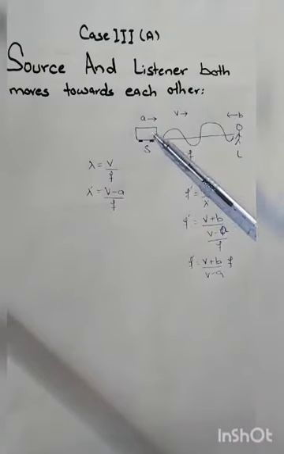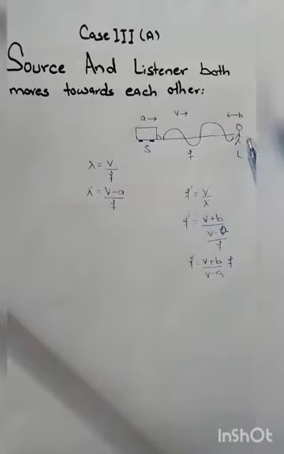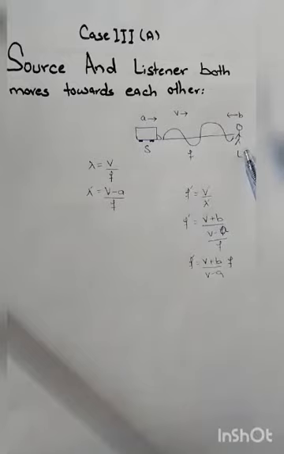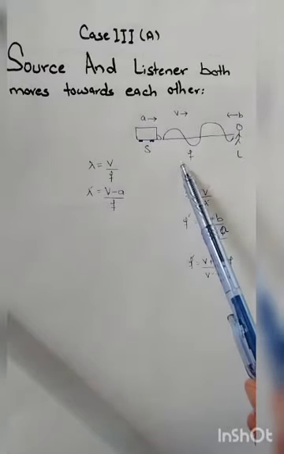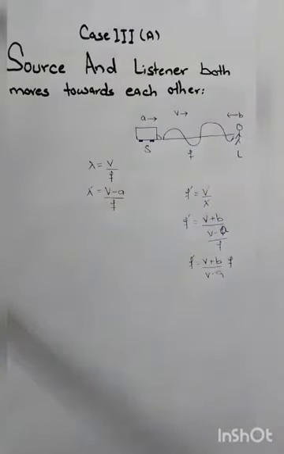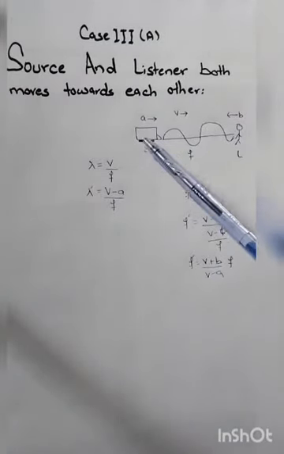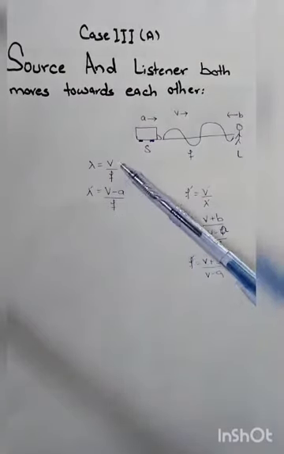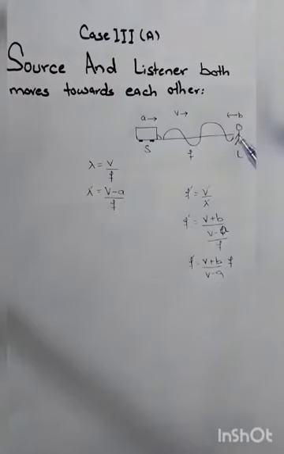We consider a sounding source S and a listener L, and in the first case both the source and listener move towards each other, meaning the sounding source and listener approach each other. Here we have a sounding source and a listener L. When both are at rest, the wavelength generated by this sounding source is lambda equal to V by F, where F is the frequency of the sound and V is the speed of sound.